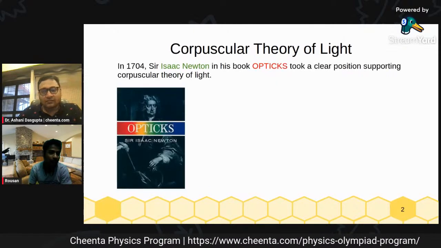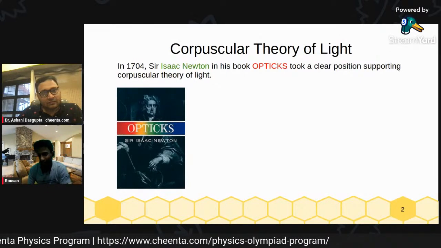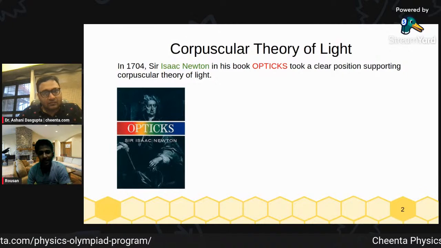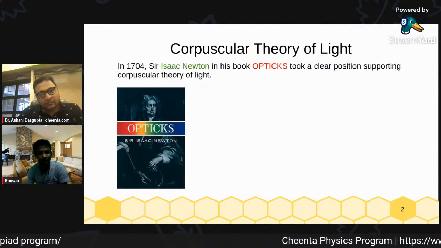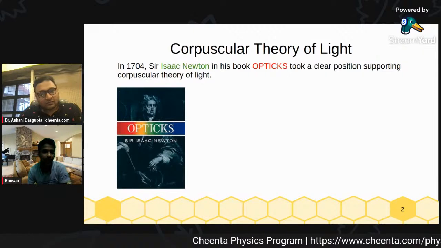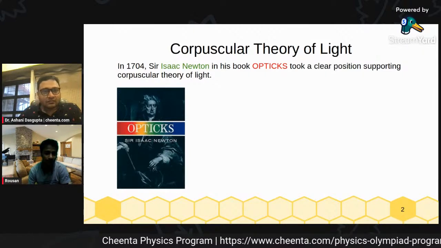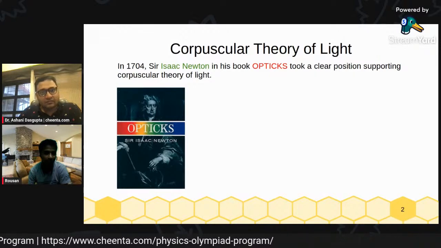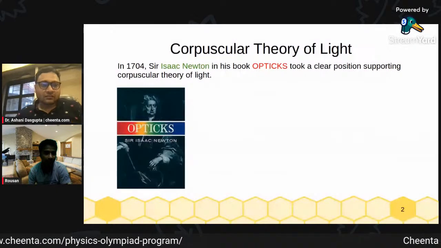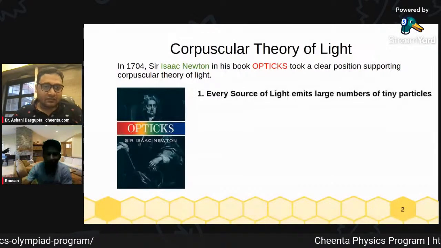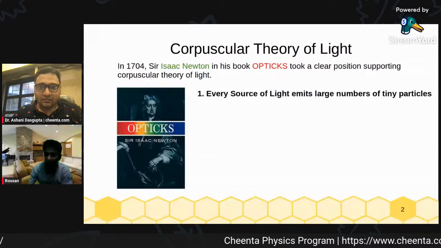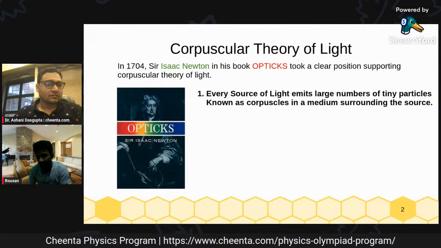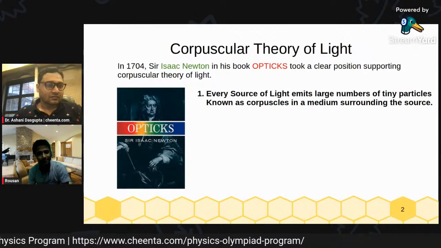And this was described by Sir Isaac Newton in his book. Especially in 1704, he openly supported this idea. His idea was very simple: every source of light emits small particles, like balls. And you basically expect this from Newton, right?